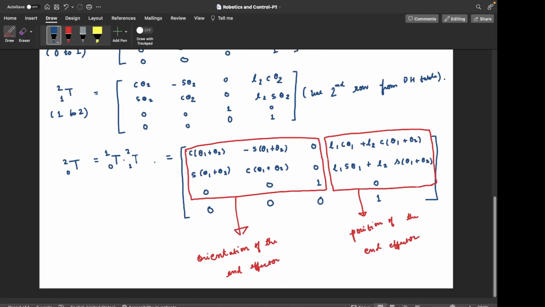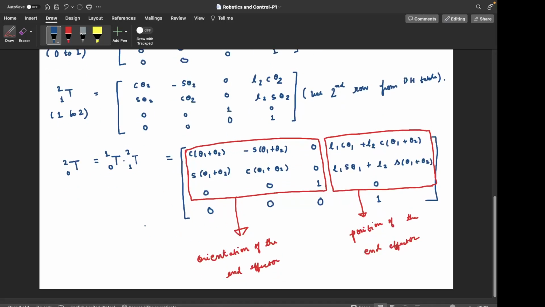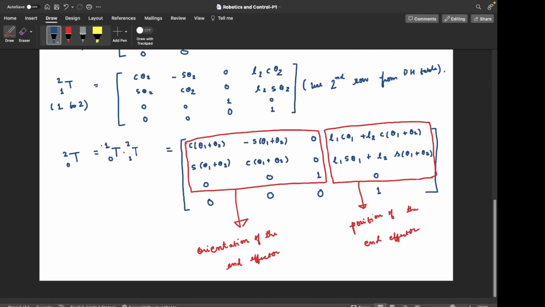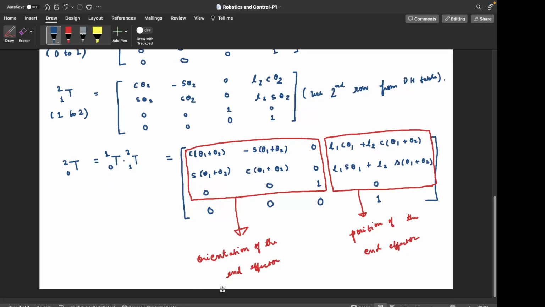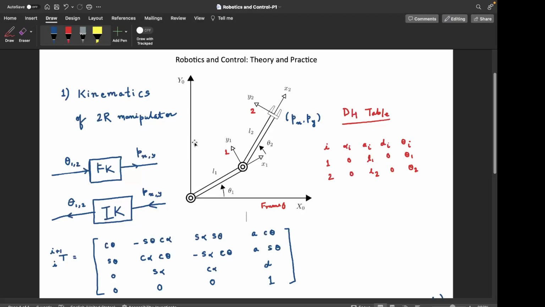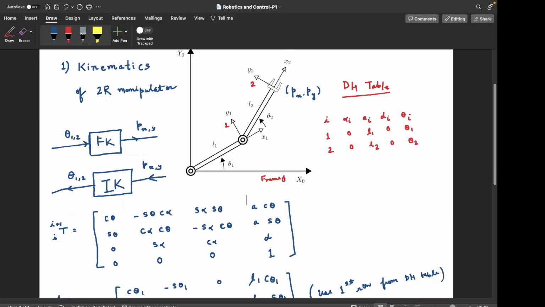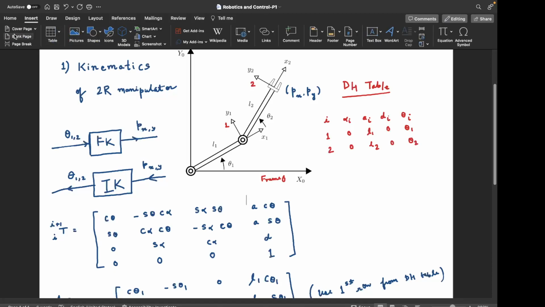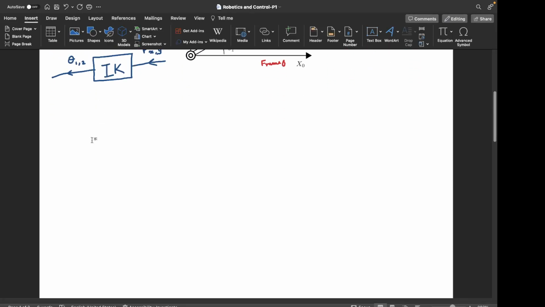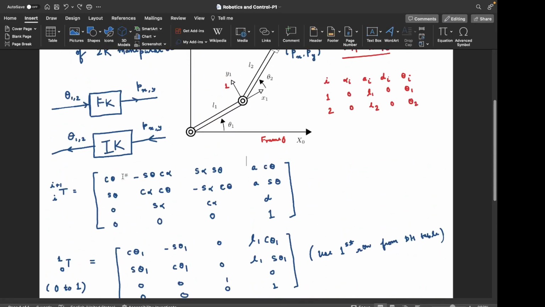Okay, so I need a next page. This is not good.